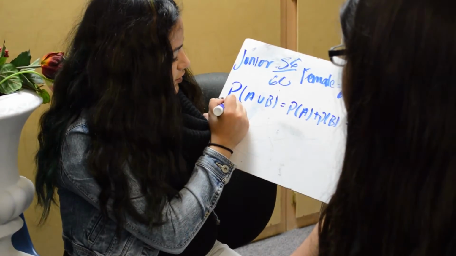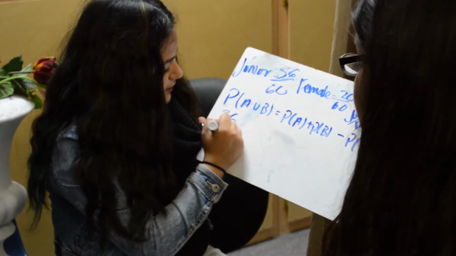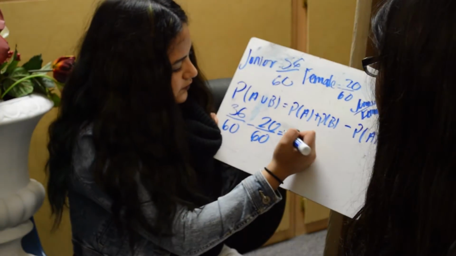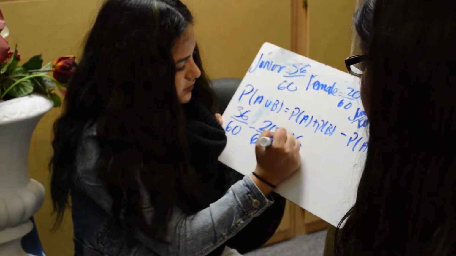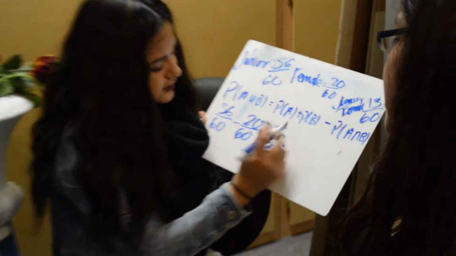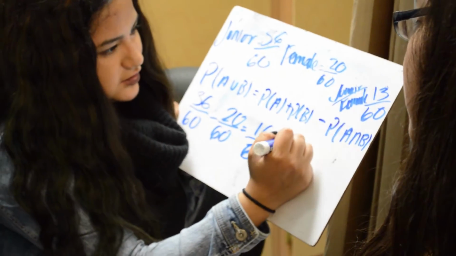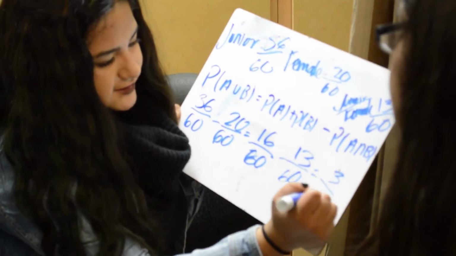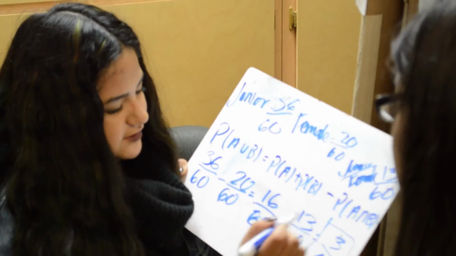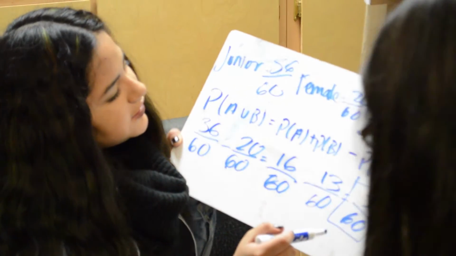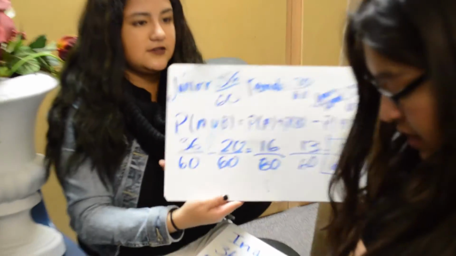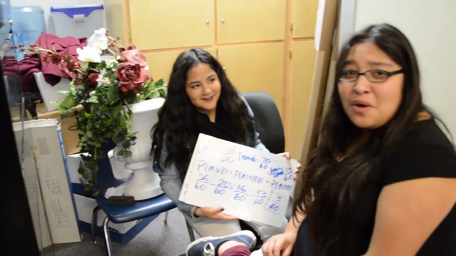Your first one is 36 over 60 plus 20 over 60 minus 13 over 60. So that would be 43 over 60. And that's your final answer. So the probability that a female or a junior gets picked is 43 over 60. Oh my goodness, I have learned so much.